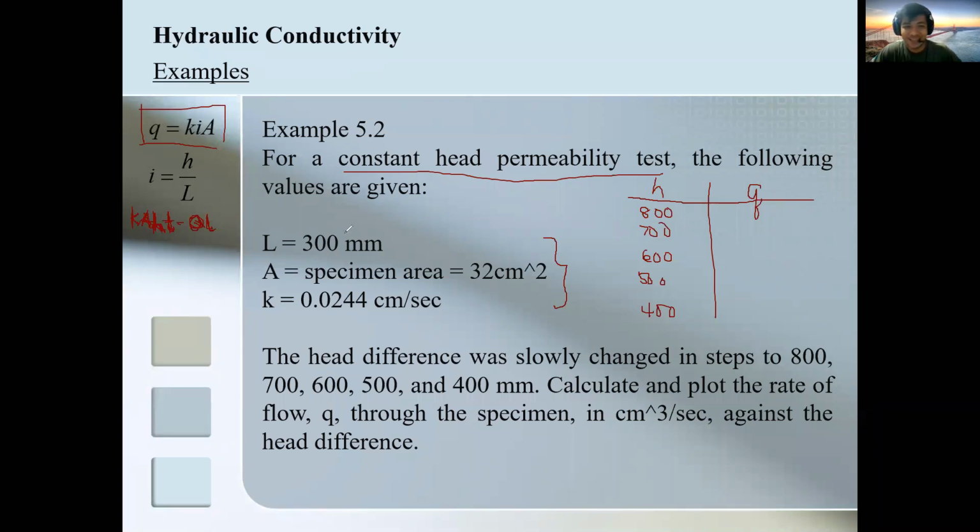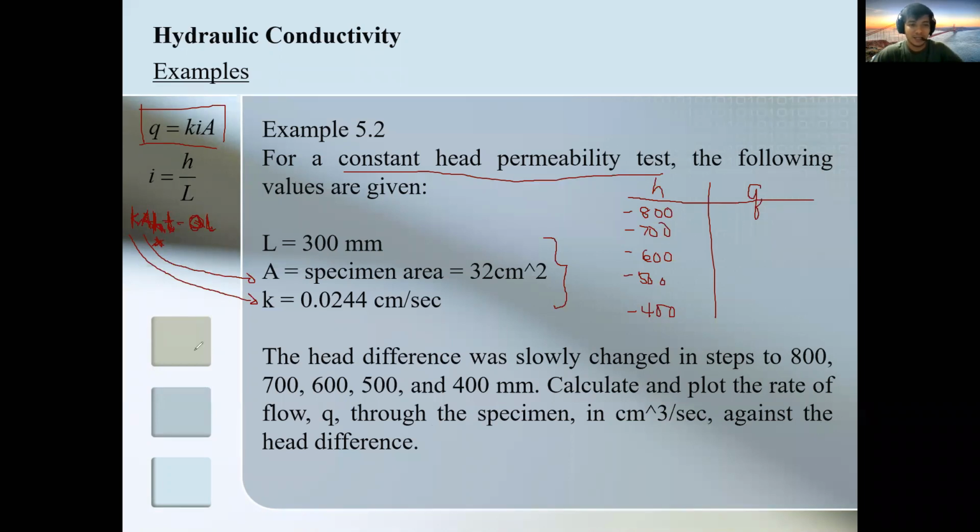Okay, let's go back to the formula. Since K is given in the problem, and A is also given in the problem. Your H is different per trial. You have 5 trials, so this parameter here, which I extended on the left side, will vary, right? Now, where is the t here? There is none, right? So calculate and plot the rate of flow Q for the specimen in cm cubed per second against the head difference.